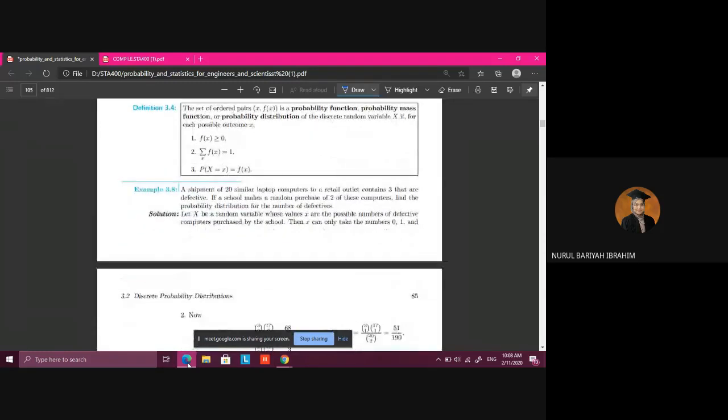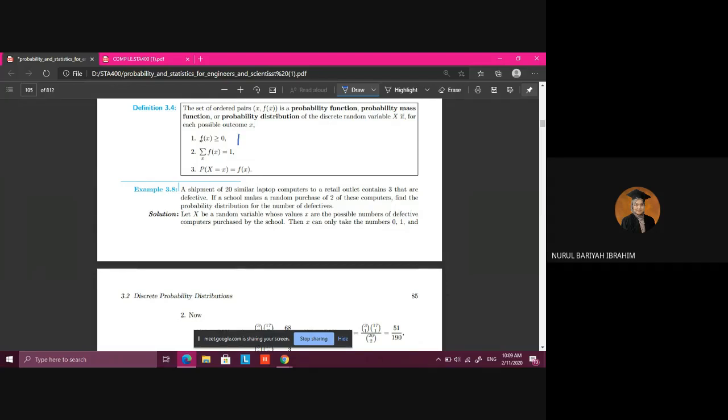Okay, but before that, cerita yang ni dulu. Okay, definition 3.4, this is the properties of the probability distribution for discrete. Okay, so if we want to know whether that distribution is discrete, betul ke discrete ataupun tidak, we can test using these three properties. Yang pertama adalah fx ataupun px.